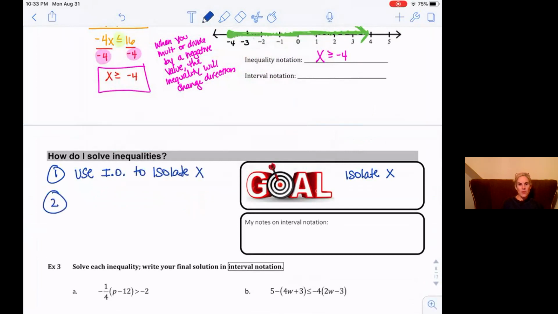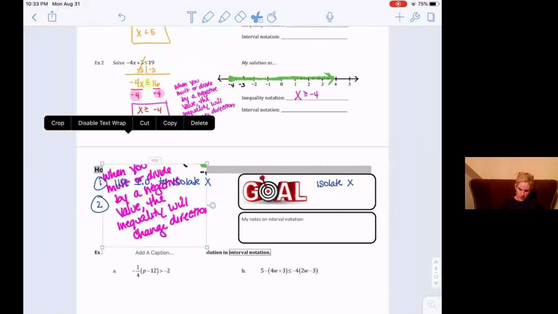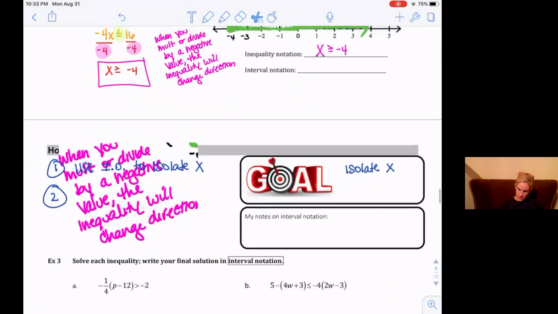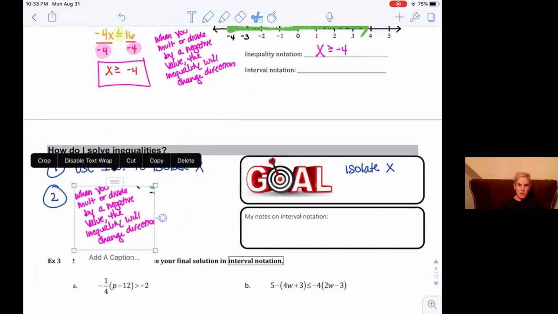Okay, one thing that we have to be concerned about though is this part right here that says technology. There we go. When you multiply or divide by a negative number, the inequality sign is going to change direction. So be careful with that.